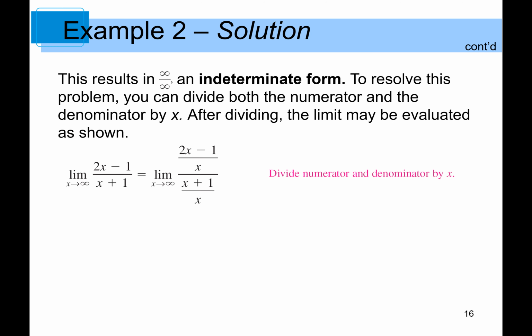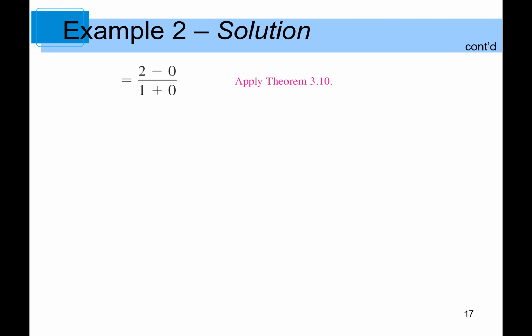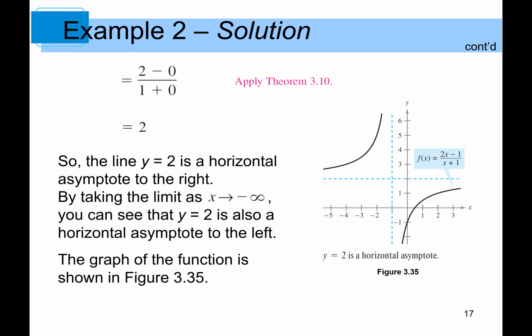Okay. So if you do direct substitution, you get infinity over infinity, right? So to solve this, we divide both the numerator and denominator by x. Then you follow all these steps I just showed you. Then you apply the theorem, and it becomes 2. Now y equals 2 is the horizontal asymptote for this particular function. If you look at it, this is y equals 2.